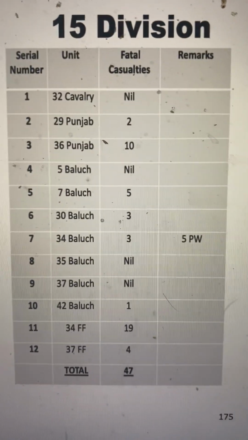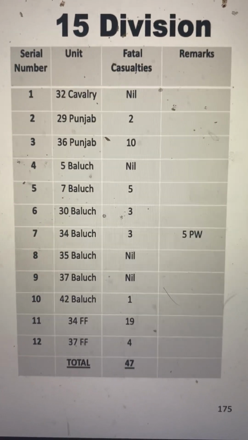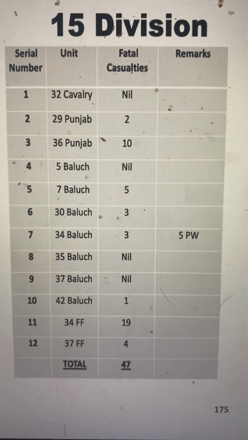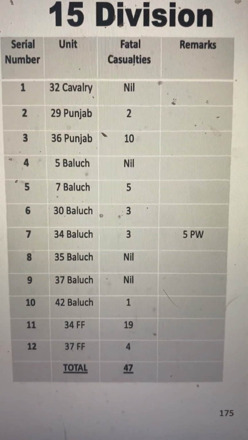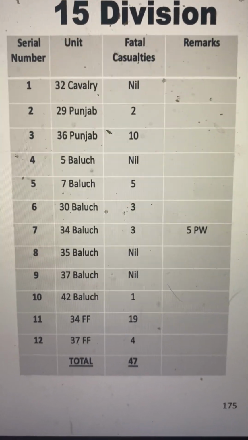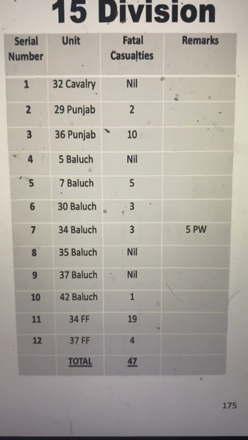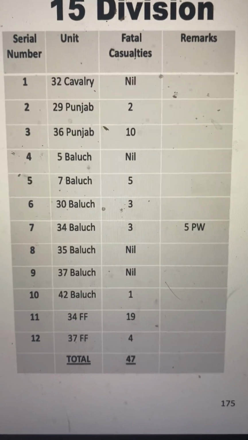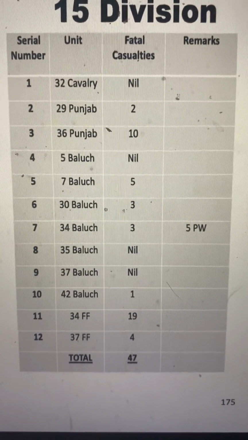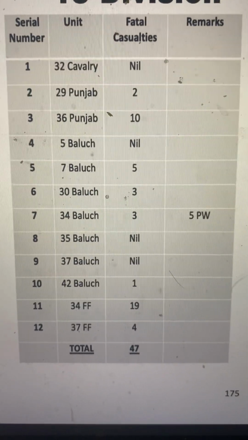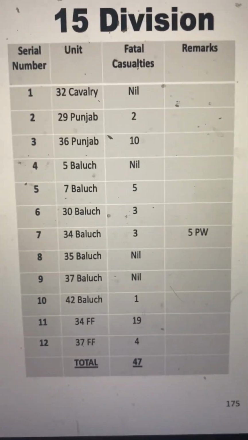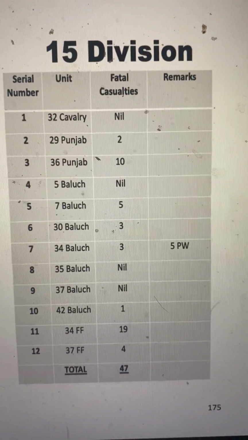15 Division summing up. 15 Division had 32 Cavalry, fatal casualties nil, 29 Punjab 2, 36 Punjab 10, 5 Baluch nil, 7 Baluch 5, 30 Baluch 3, 34 Baluch 3 and 5 PW, 35 Baluch nil, 37 Baluch nil, 42 Baluch 1, 34 FF 19, 37 FF 4, and total 47 killed in the 71 war.